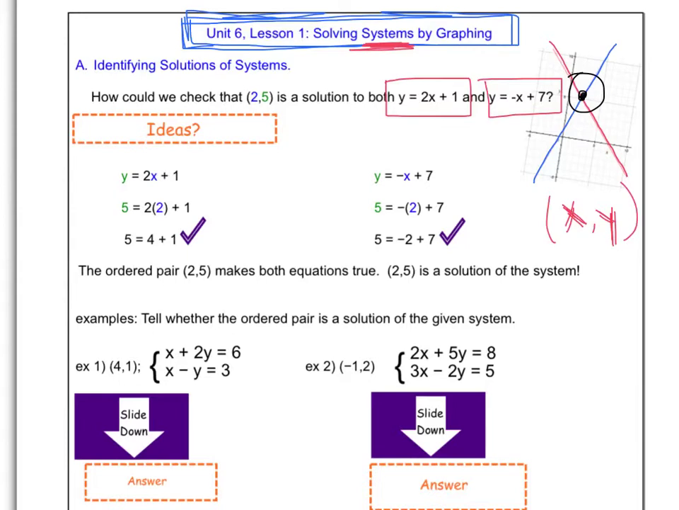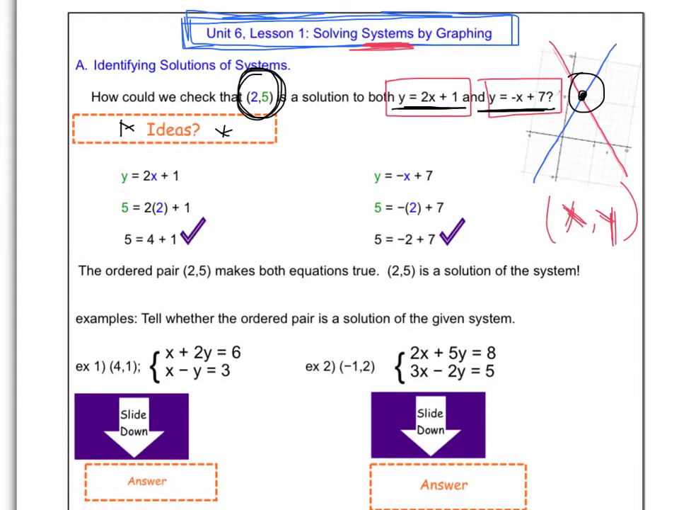So before we actually start graphing, we're going to start with a little mini introduction. What is going on in this situation here where we have a point, 2 comma 5, and we're trying to figure out if that point, 2 comma 5, actually is a solution for both of these? Anyone have any ideas how we might do that? Any ideas how we might figure out if that is in fact a solution to both of them?